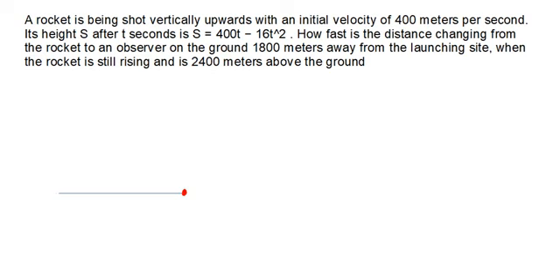Something like that. So let's say the observer is at this point. We have the observer here, just indicate using O. And the distance between O, where the observer is, and the launching site, let me indicate using L, is 1800 meters. That's what I've been given.